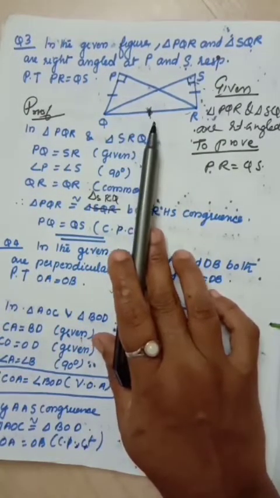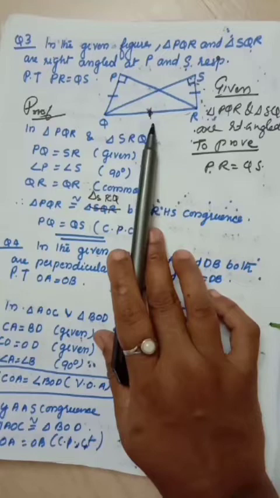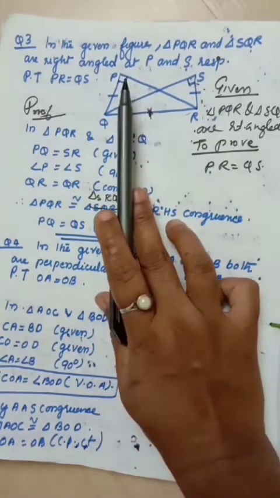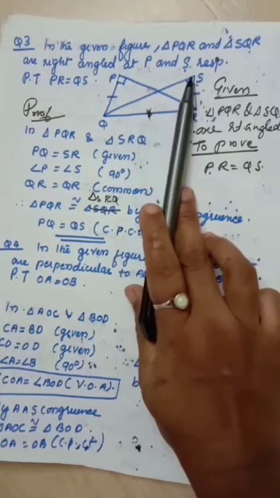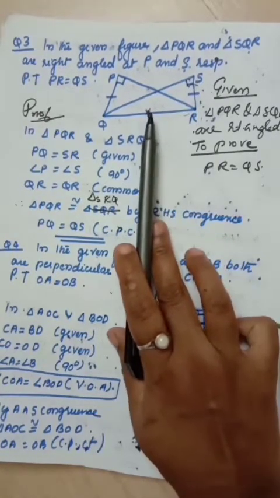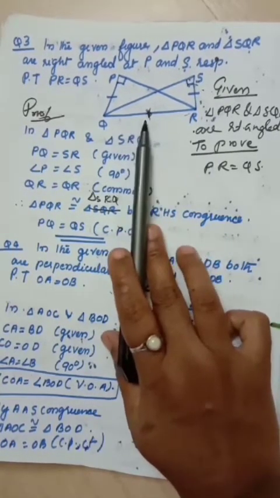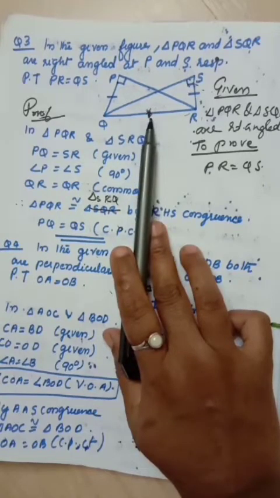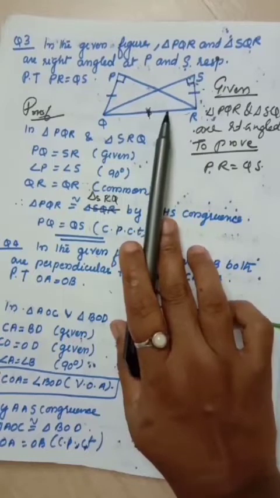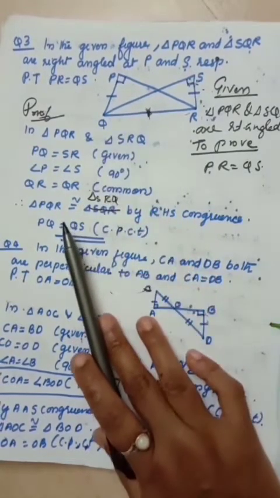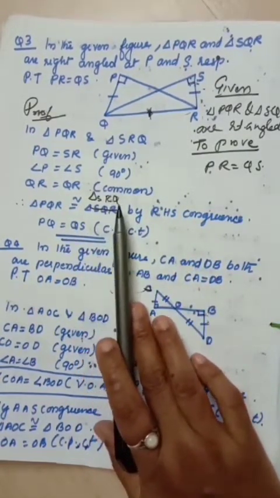Okay. So which rule? The side opposite the 90 degrees is called the hypotenuse. Here also, the side opposite 90 degrees is the hypotenuse. The hypotenuse is common for both, so that is equal for both. Then one of the sides is also given equal. So by RHS congruence you can say triangle PQR is congruent to triangle SRQ.